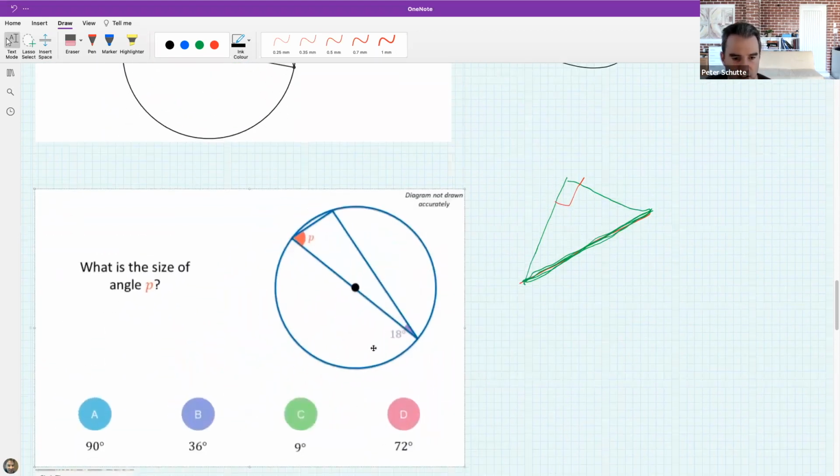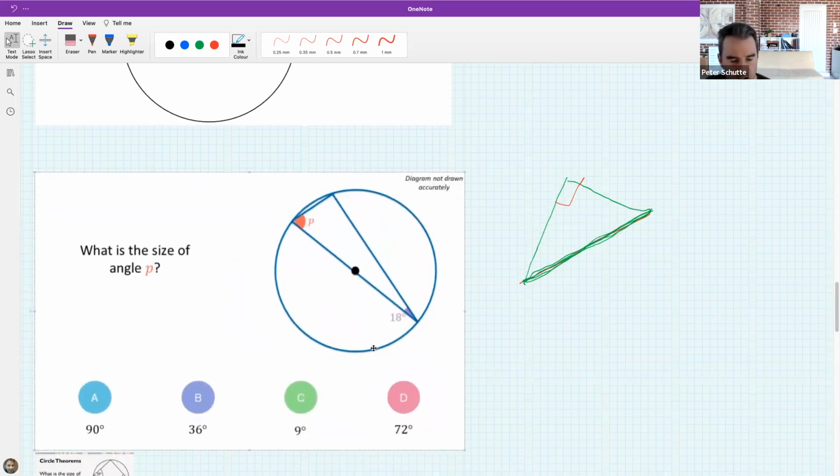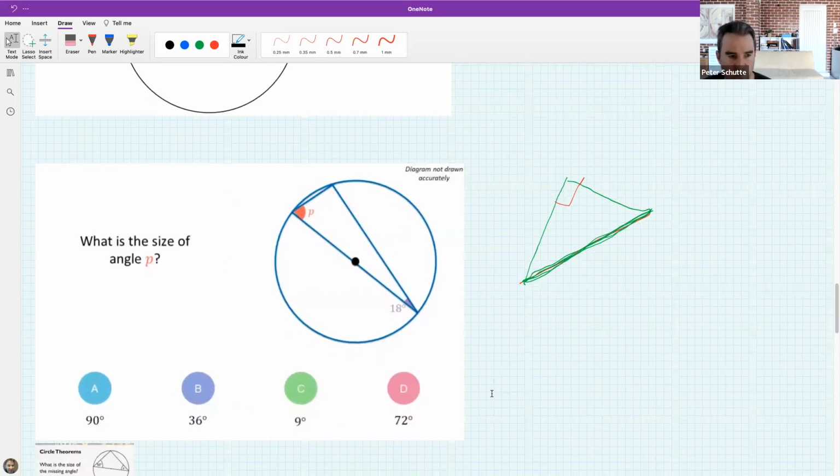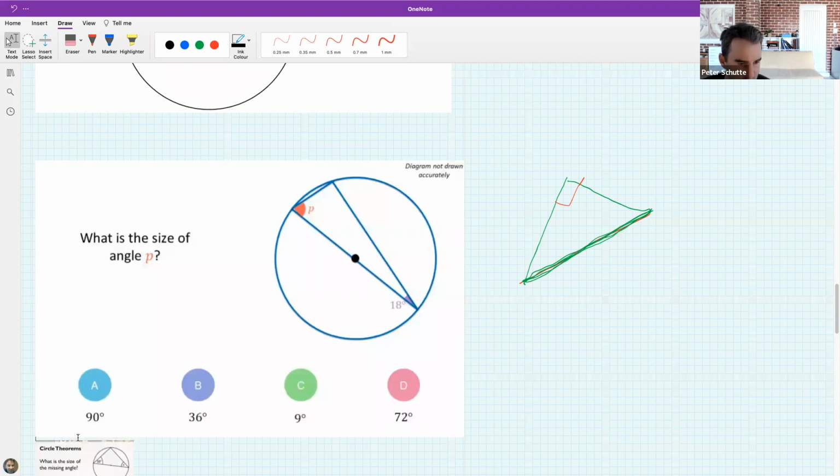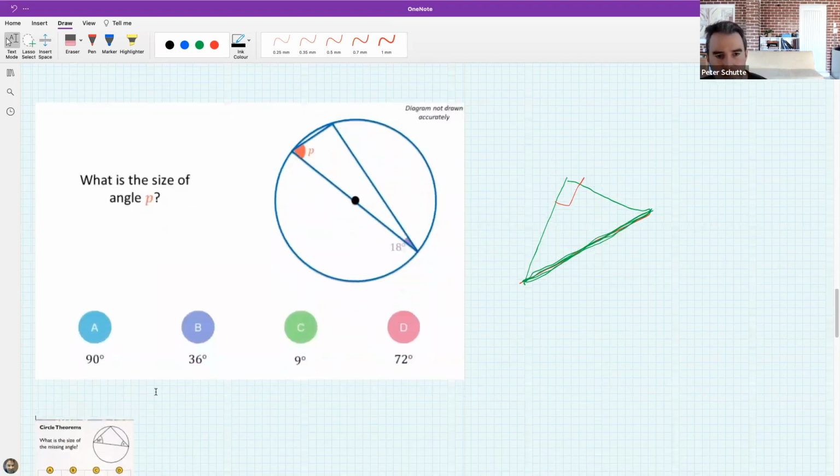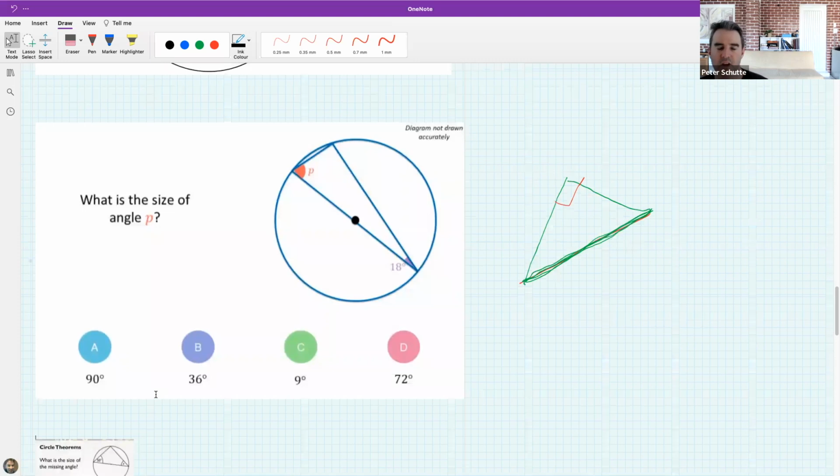Here is your question. What is the size of angle P? What is the size of angle P? Now, there's a couple of ideas you need to think about. So I'll give you some time. Think about what shapes are on the board, what you know about, and just see what comes to you. And then you can let me know.